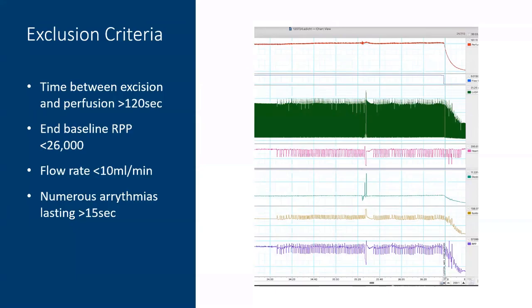a reason for exclusion. Lastly, if we have numerous arrhythmias, and you can see here on this particular heart, we would probably exclude this heart from our statistical analysis. That's because of the number of arrhythmias towards the end of the baseline period. It's probably not going to respond well to whatever period of ischemia that we're about to deliver to it.